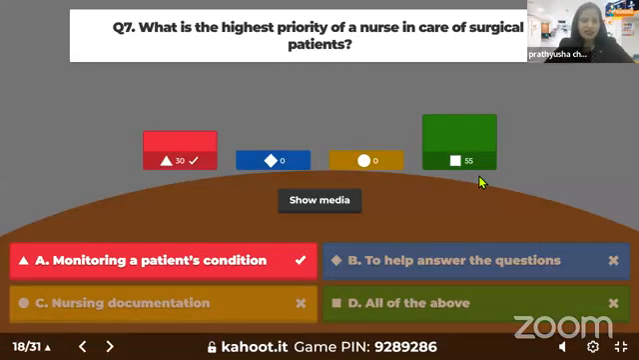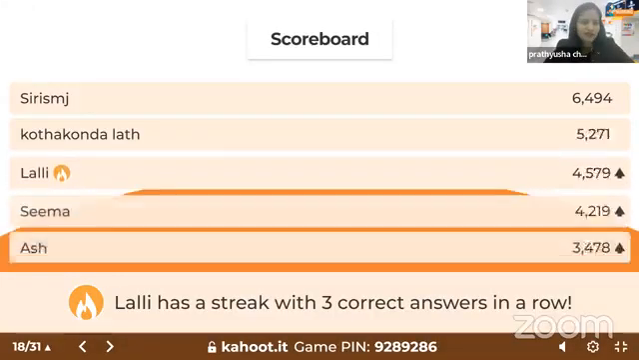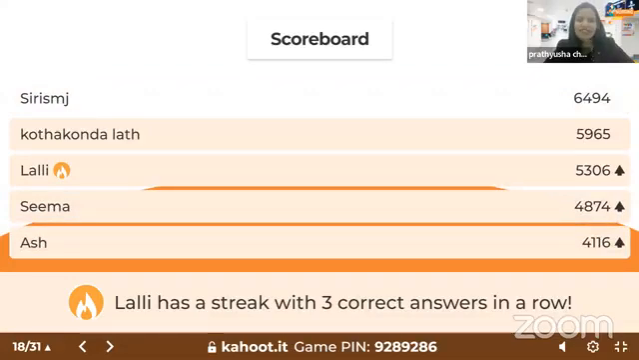So in this, only 30 have answered it correctly. Monitoring a patient's condition. Yes, it's correct. So now let me show you the scoreboard. Great. Again, Siri SMJ is on the top score, and Kotakonda Lata is on the second. Lali, Seema, and Ash is again firing up for the first place.